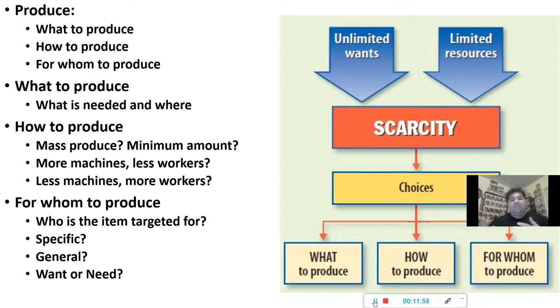Then comes the choices. The people who make things, the producers, they have to ask themselves 3 questions. What are they going to make? How are they going to make it? And who are they going to make it for? So what to produce, how to produce, and for whom to produce.